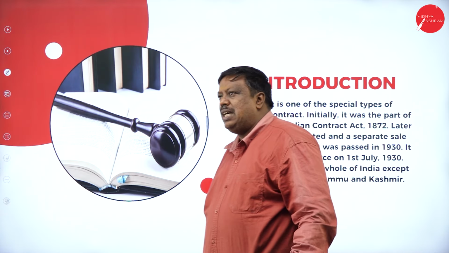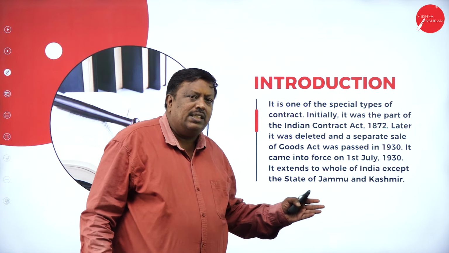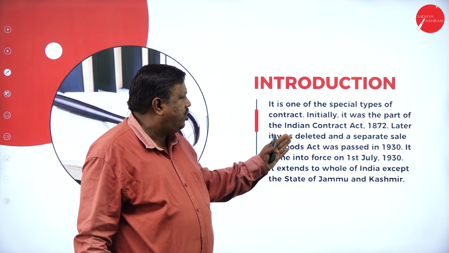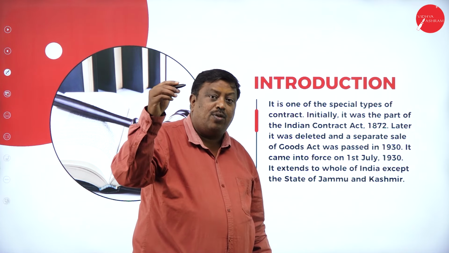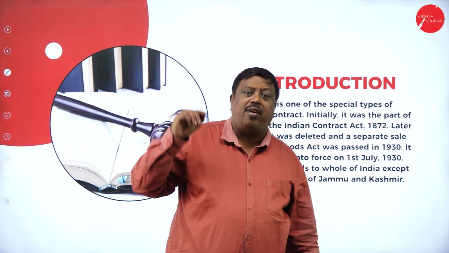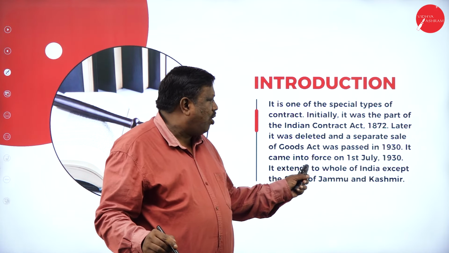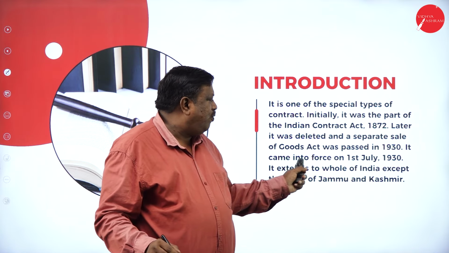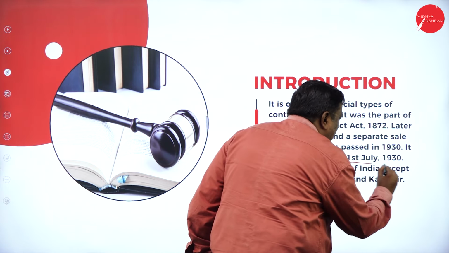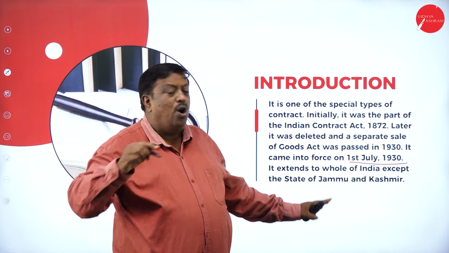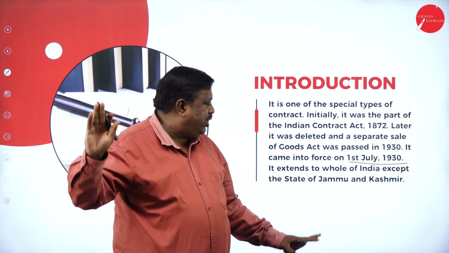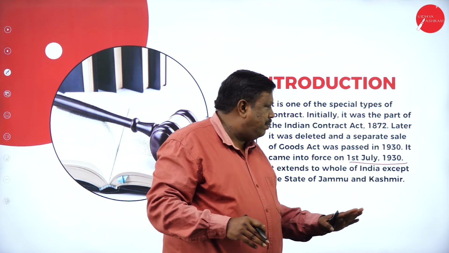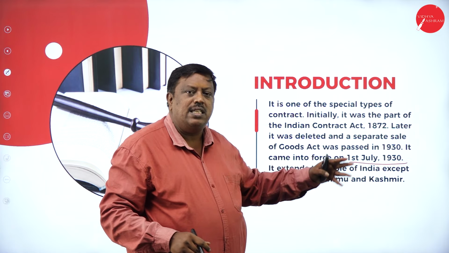The first concept, as I said, is the introduction to the Sale of Goods Act 1930. It is one of the special types of contract. Initially, the sale of goods was part of the Indian Contract Act 1872, but later on a separate Sale of Goods Act was passed in 1930. It came into force on 1st July 1930. It extends to the whole of India excluding Jammu and Kashmir. So, excluding Jammu and Kashmir, all other states come under the concept of the Sale of Goods Act 1930.